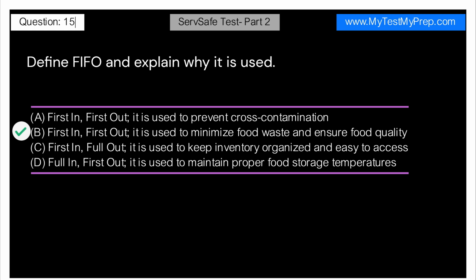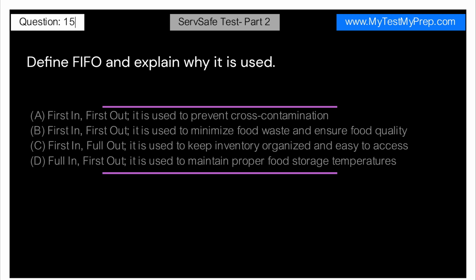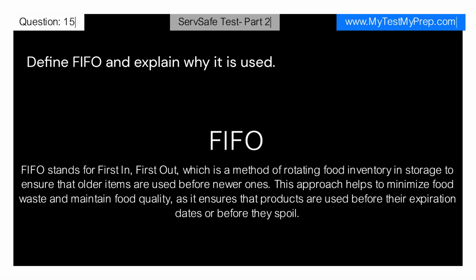Answer: B. FIFO stands for first in, first out, which is a method of rotating food inventory in storage to ensure that older items are used before newer ones. This approach helps to minimize food waste and maintain food quality, as it ensures that products are used before their expiration dates or before they spoil.